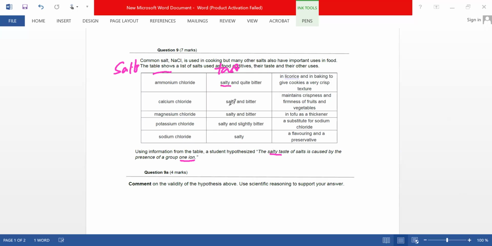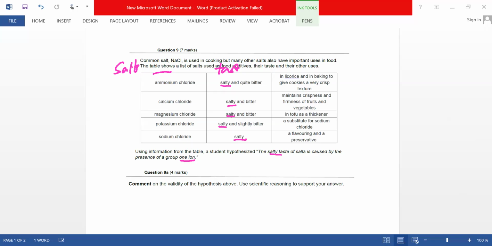This salt is salty, salty, salty, salty. So all of them are salty. And they're saying that the reason why they are salty is because of the group 1 ion. So identify the metal in group 1. Now, let's begin from here.